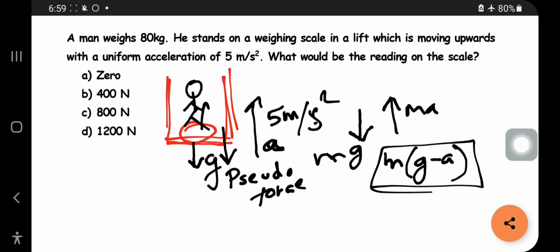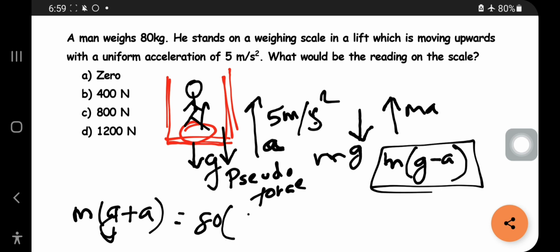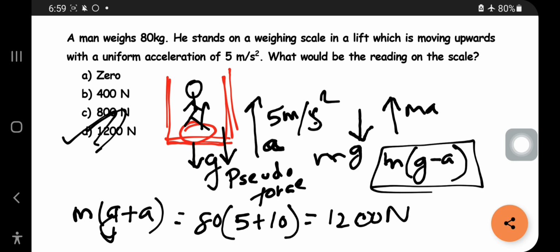So it will also be ma downwards. So the weight will be m into (g plus a), which is 80 into (10 plus 5). 80 into 15 is 1200 Newton. This is the answer. Always remember that if a body is moving up or down, you do the problem in the opposite direction and the answer will come. Uniform acceleration is different from constant acceleration, so it will not be applicable here. Another type of sum. Let us move to the next question.